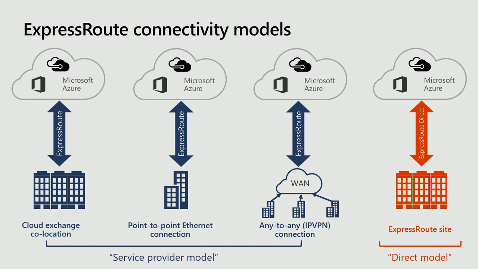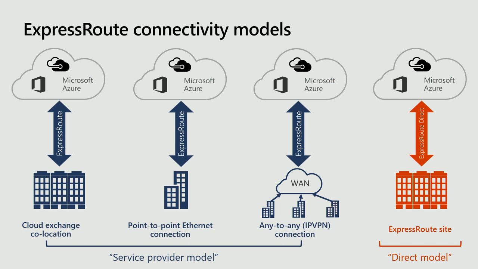Which model you choose really depends on where you are located, what service you want from a service provider, like a layer 2 service versus a layer 3 service, and also on your topology. Do you want a point-to-point connection, or do you want an any-to-any, like an MPLS IP VPN type of connection? The right-hand side one is a new model we introduced last year.